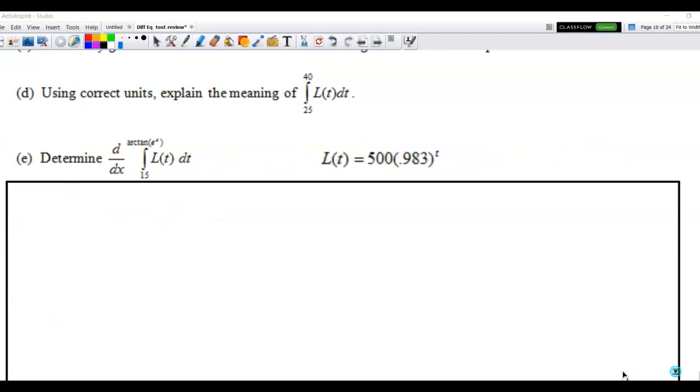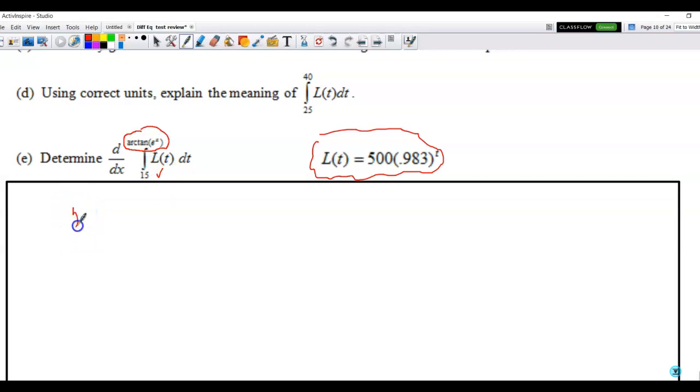In letter E, I can see that we are finding the derivative of a definite integral. I went ahead and grabbed L of t so I could see it. And when I find the derivative of a definite integral, I'm going to do three things. I'm going to take out the t, or the dummy variable. I'm going to put in the new function. For this problem, the new function is the upper bound of arctangent of e to the x. I see that the lower bound is constant, so I'm okay there. So take out the t. So here's what take out the t looks like.